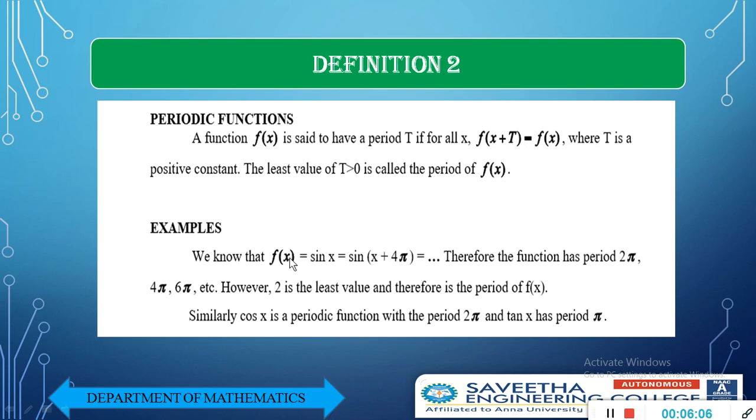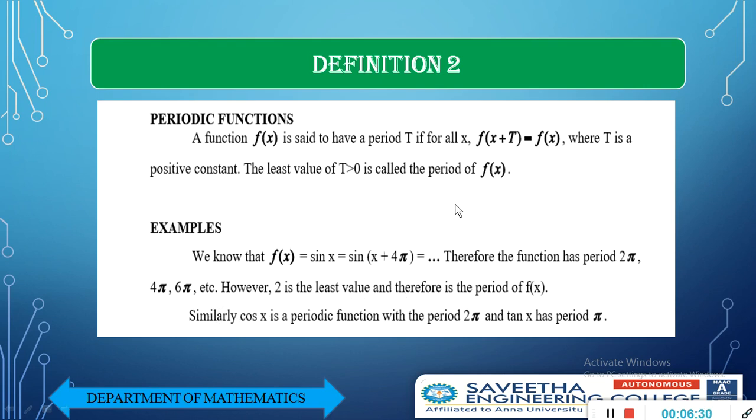Example: we know that f(x) equals sin x, which equals sin(x plus 4 pi). We can take the period T as 4 pi, so x plus 4 pi, and it goes on. Therefore the function has periods 2 pi, 4 pi, 6 pi, etc. However, 2 pi is the least value and therefore it is the period of f(x).